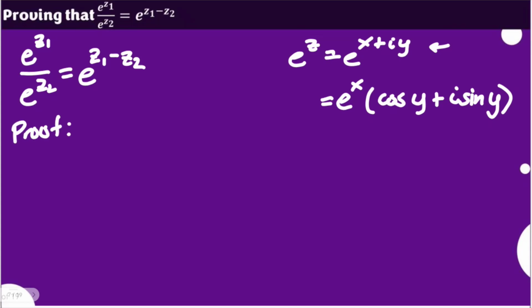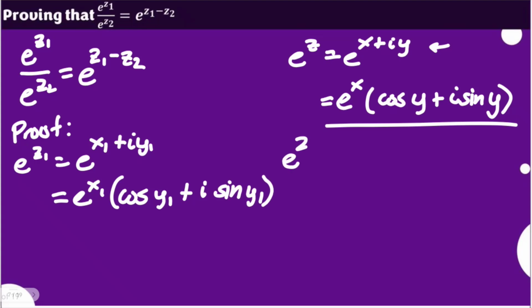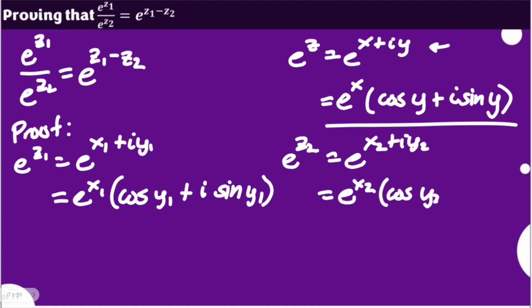Okay, so we're going to let first e to the power of z sub 1 be equivalent to e to the power of x sub 1 plus i y sub 1, which would be equivalent, in this form, to e to the power of x sub 1 times cosine y sub 1 plus i sine y sub 1. As for e to the power of z sub 2, this could be written as e to the power of x sub 2 plus i y sub 2, or again, e to the power of x sub 2 times cosine y sub 2 plus i sine y sub 2. So these are now the two representations we're going to use.